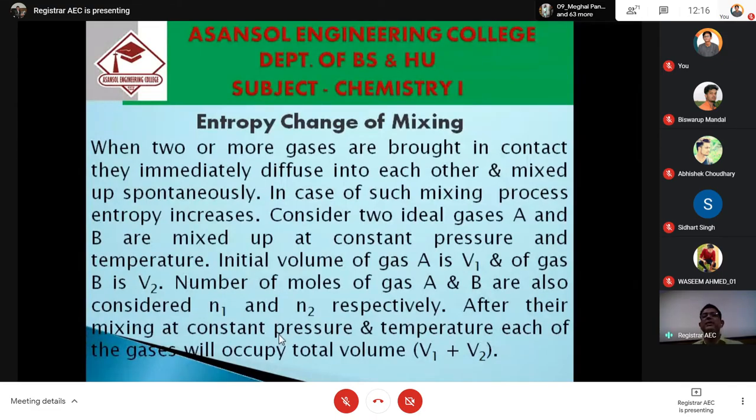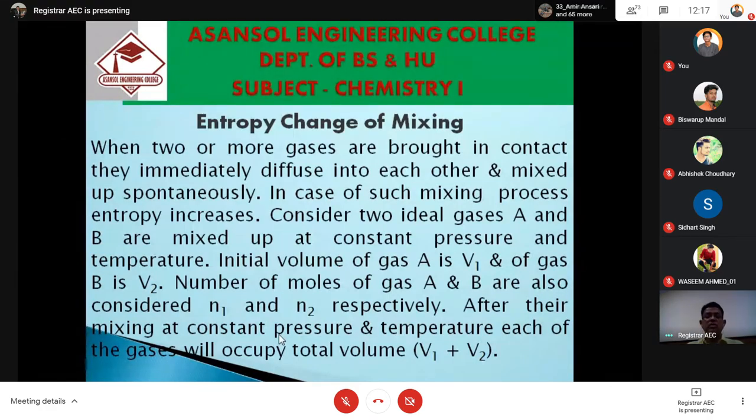But how can it be proved by the mathematical formula? Through the mathematical expression, we can prove that on mixing of two ideal gases, the entropy change will be positive. To prove that, we can do one experiment also. Suppose initially in one container, gas A, ideal gas molecules, is present, whose volume is V1. It is connected to another container, whose volume is V2. The first container is filled by gas molecules A, volume V1, and the second container is initially filled by ideal gas molecules B, and the volume is V2.